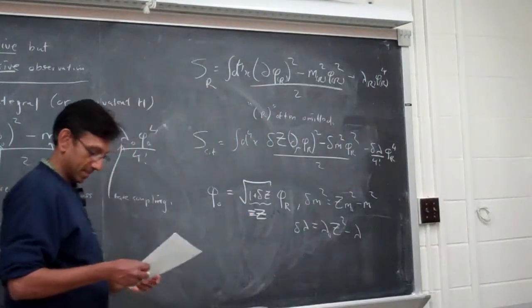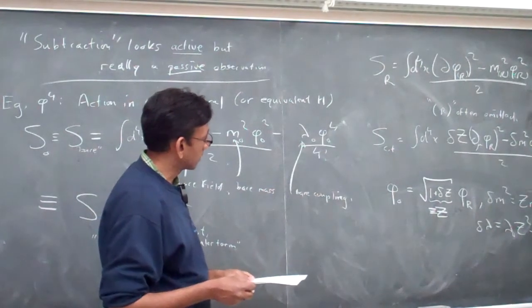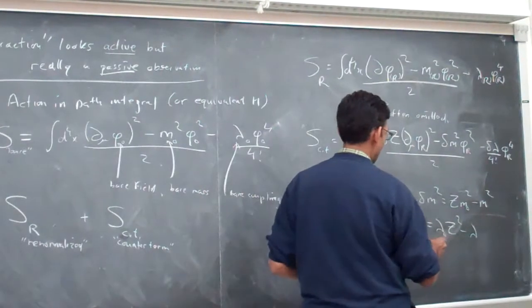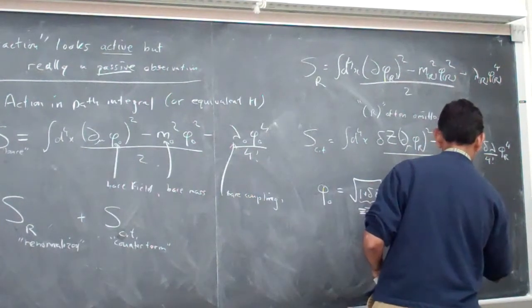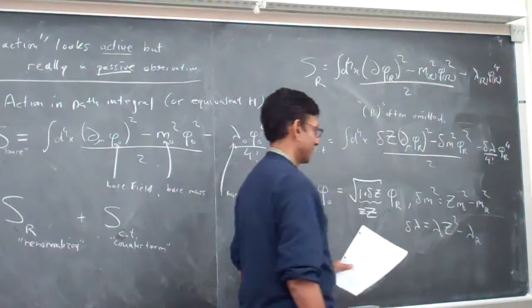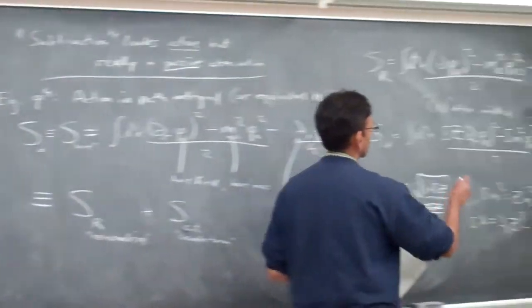Yeah. There are R's on the m squared and the lambda. Yes, you see, I've already started dropping them. But you were wrong. There's a 4 factorial on the top. There's a 4 factorial on the top.